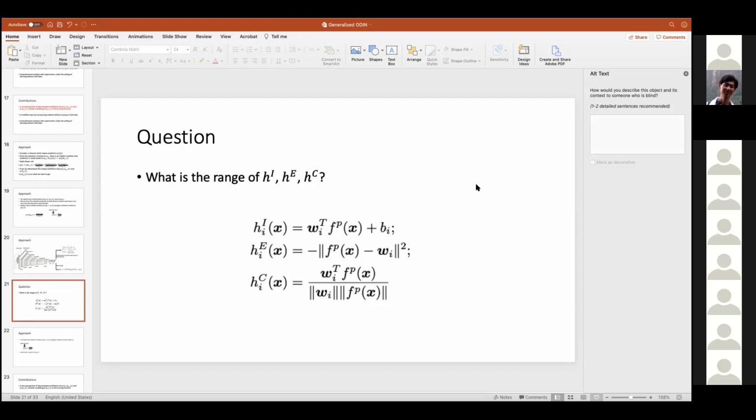Transpose. So is the last one some cosine? It's like a cosine, right? So it's between -1 and 1. So that's right. Yeah, that's correct. Maybe leave the other equation to the audience.